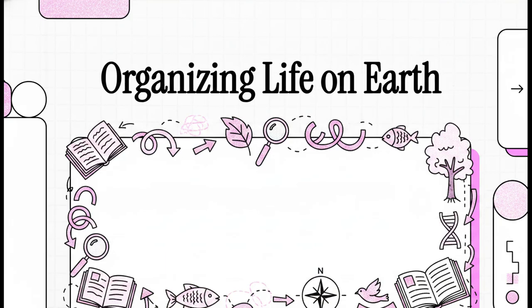Welcome to this explainer. Today we're diving into some serious historical detective work to uncover exactly how scientists managed to categorize every single living thing on Earth. It's a fascinating story of trial, error, and some absolutely massive biological breakthroughs.